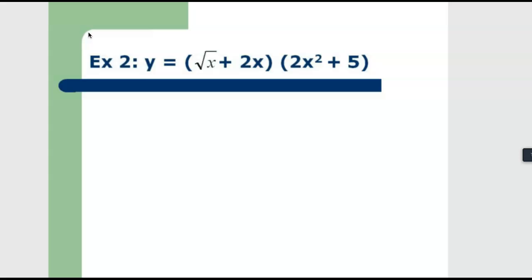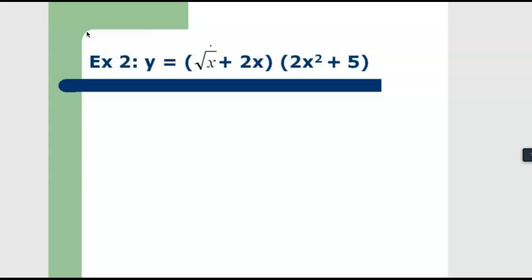Now my screen's all wonky. Okay, so example number 2 is a case where FOILing it doesn't help you as much because now you got square roots and squares and linears and non-linears all sort of mixed together. So using the product rule here kind of helps eliminate those messier problems.